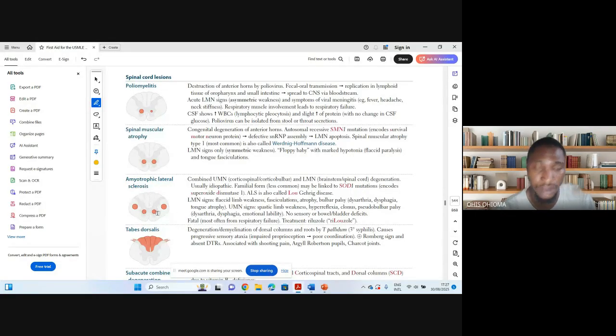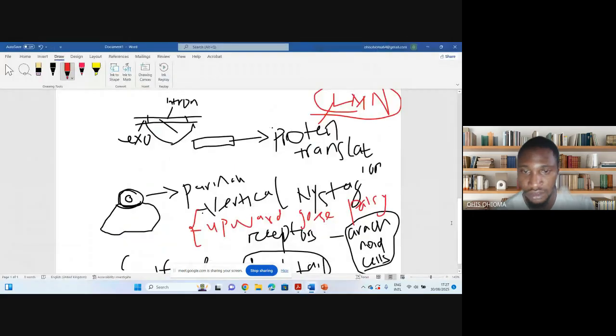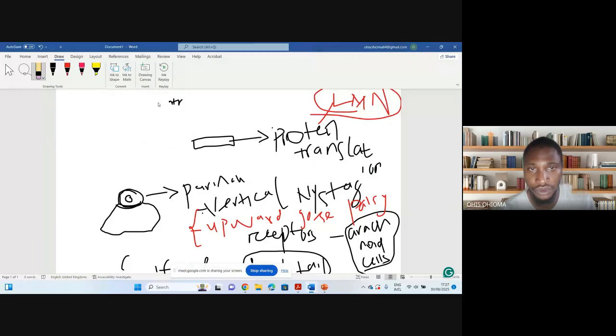That is why ALS is usually asymmetric. That's what I want you guys to know here, right? So, how do you treat ALS? A very common drug used to treat ALS is called riluzole. Riluzole, right?